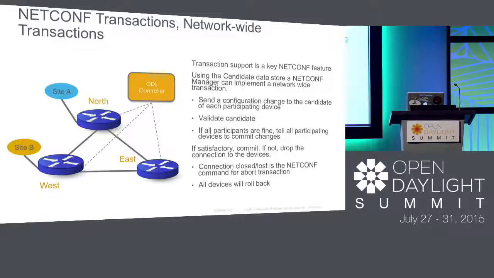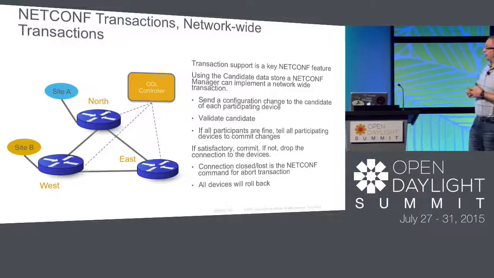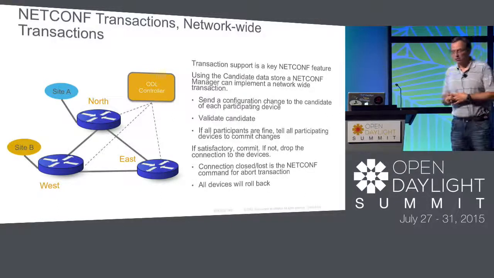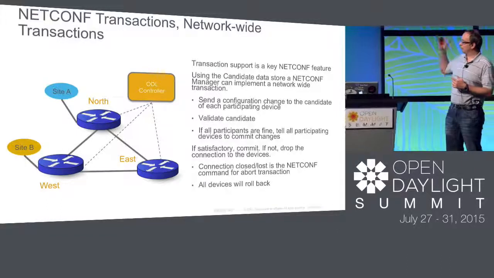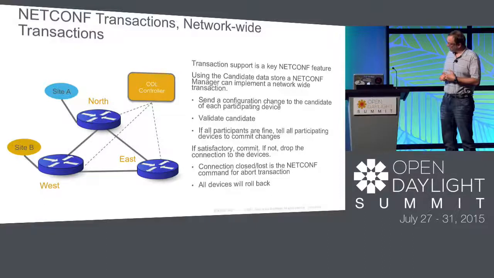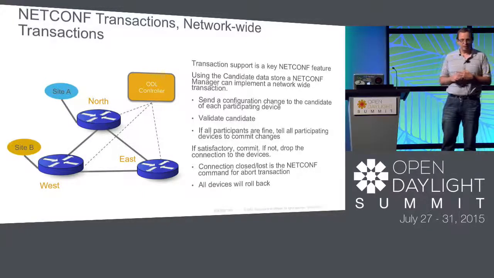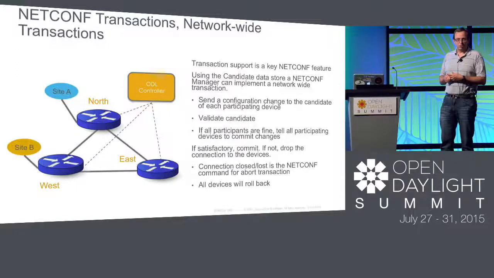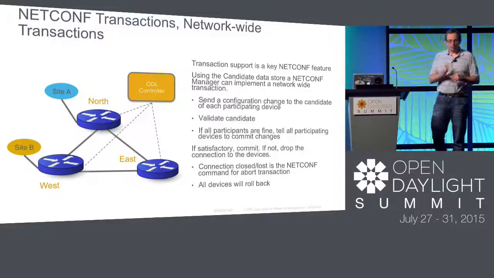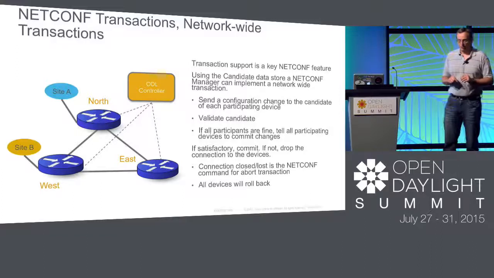It's not possible using any other mechanisms, CLI and the like, or SNMP previously, because the controller can stage the configuration of a particular device. In this example, we have, let's say, a VPN that needs to be set up between nodes on site A and site B, and for whatever reason it also affects the east router. The controller can go and say, okay, Mr. North, here's the configuration. Mr. West, here's the configuration. Mr. East, here's the configuration. And if all three routers have accepted it, then it goes commit, commit, commit, and the configuration is committed on all three.